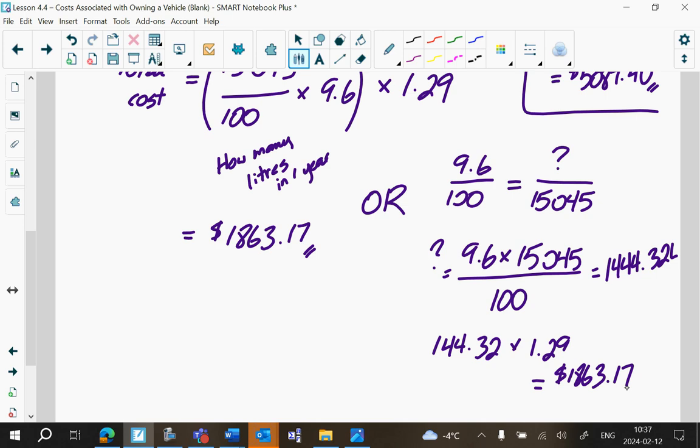1,444.32 liters. So the L for liters. Why does the second one not have another word? Under? Like after the equation. Yeah. Oh, thank you. Yes, you're right.